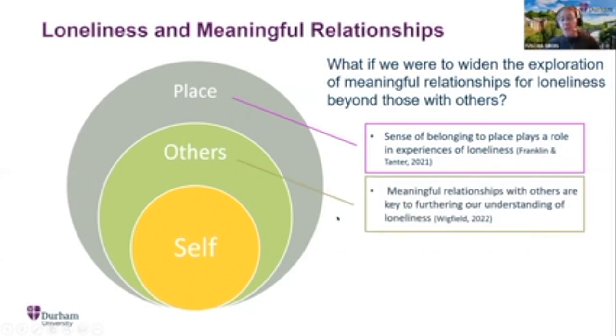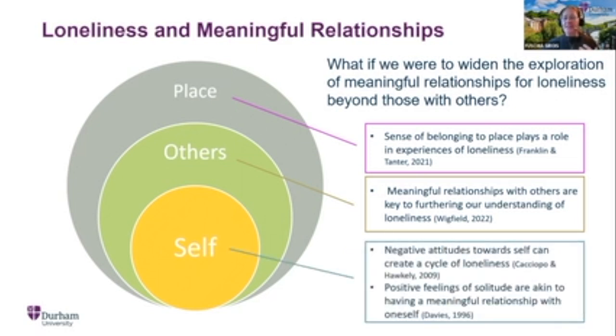And obviously we know that meaningful relationships are key, but the research is starting to come out to show this as well, that these meaningful relationships to others give us a different view on loneliness and how to address it, and certainly seem to be very critical for helping to resolve loneliness as well. And then the last type of relationship, widening this view of relationships not just to others, but to place, is the relationship to self.